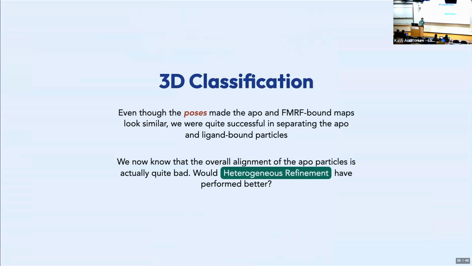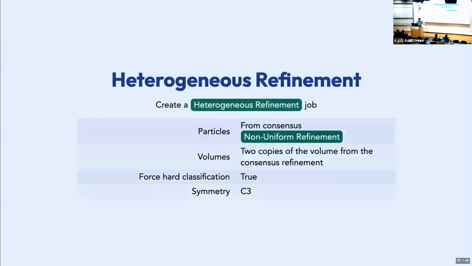I told you, hey, I looked at this map. It looks pretty good. That means the poses are good. Let's not update them. Maybe I was wrong, right? Maybe that assumption was wrong. What if we had tried heterogeneous refinement in the first place, right? What if my whole thing was backwards, where I said the poses are good and it's too many degrees of freedom, right? So let's create a heterogeneous refinement job.